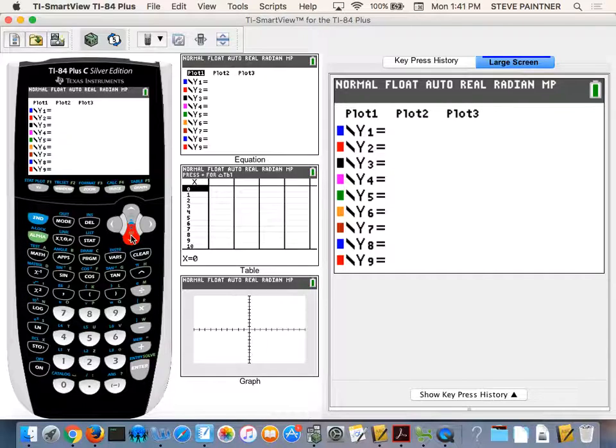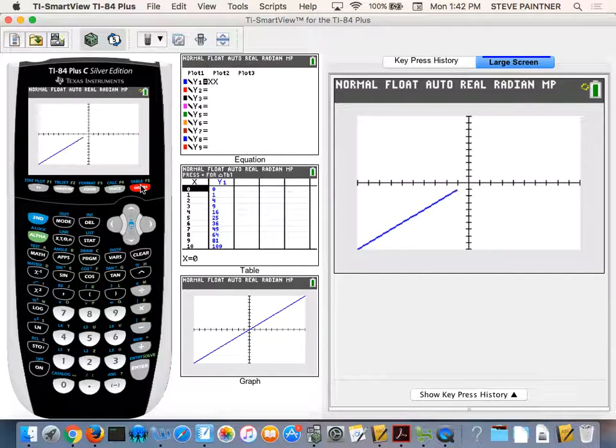Now we want to put in, right here, the parent, y equals x. Where's the x button? Right next to the alpha, it's right here. Whoops, double x. I got a double x. You should. No, I want x. Okay, here we go. Let's graph it. Hit graph. Does that look like the parent you just graphed? Yes. Okay, that's what I wanted it to do.